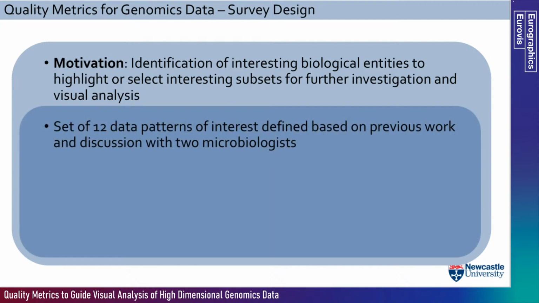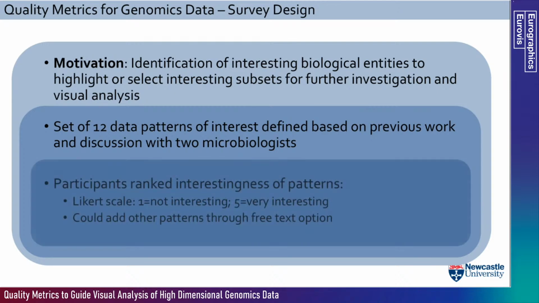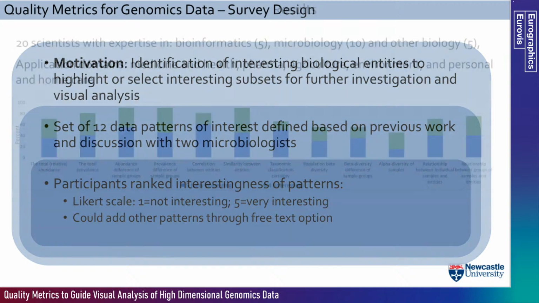So what we first did was to define a number of data patterns of interest based on our previous work and refine these basic patterns in discussion with 2 microbiologists that we worked together with. And then we conducted a survey where participants ranked the interestingness of these patterns using a Likert scale, where 1 corresponds to not interesting and 5 corresponds to very interesting. We also gave the participants the opportunity to add other patterns through free text options.